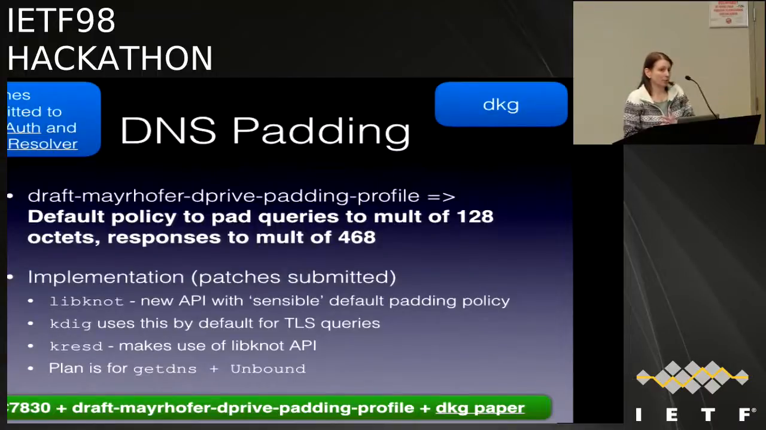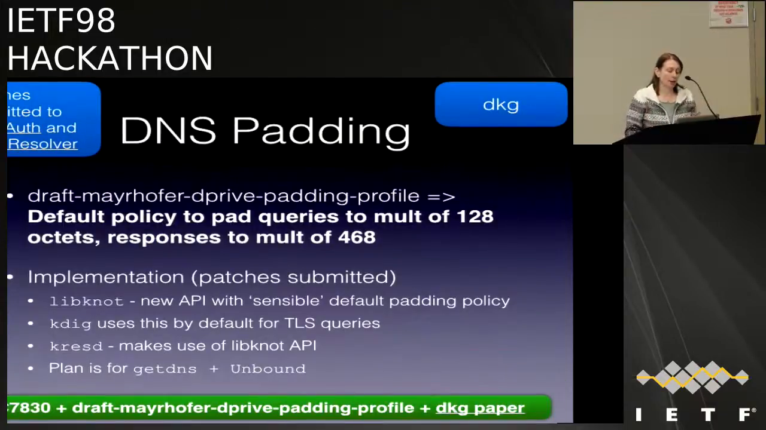We didn't have any implementations of that policy that came out of that work until today, but DKG spent this weekend implementing it in libknot. So the command line tool kdig now uses this default policy, and kresd also uses this as well. And the plans are also to put this in getDNS and Unbound. So as a result, we'll have a nice standardized picture of how to do padding policies in DNS.